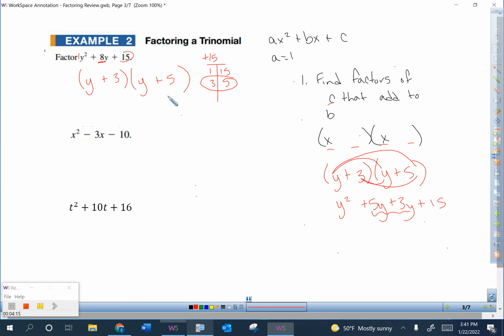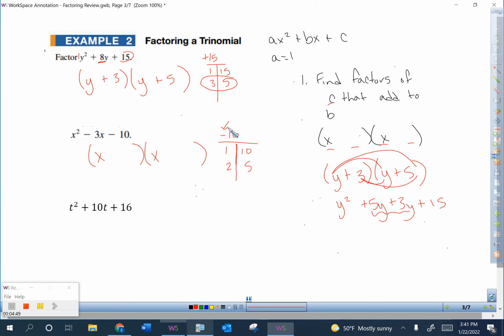Okay, so let's look at this next one. There's nothing in front, so there's not a common factor. And that means x and x go first. We're looking at the factors of negative 10. And I want you to start out with just thinking about 10. So 1 times 10 and 2 times 5 are the only options.